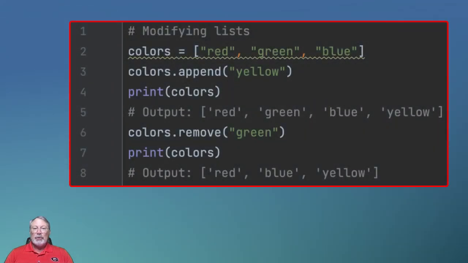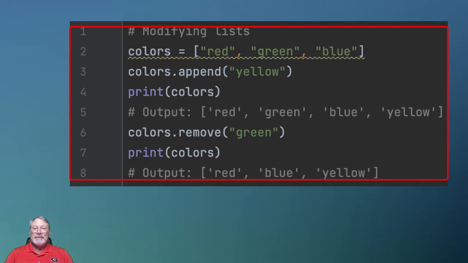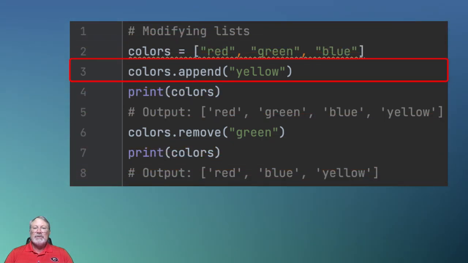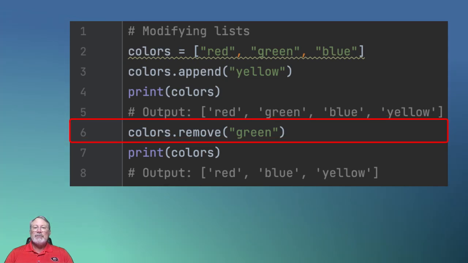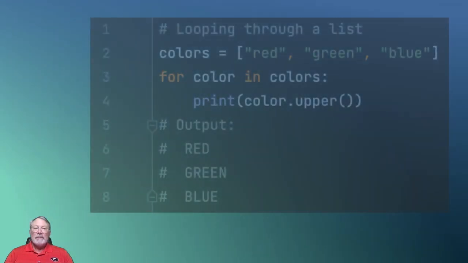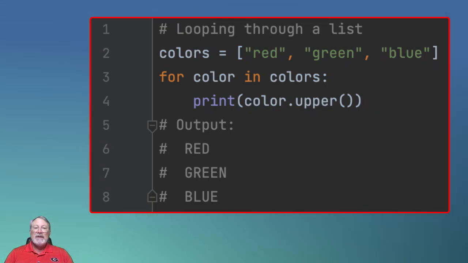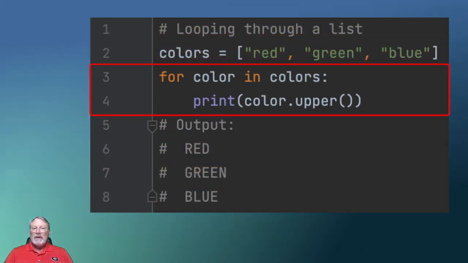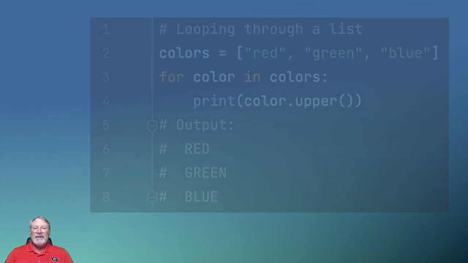Lists are mutable, so you can add elements or take away elements. Here, we use the append method to add yellow to the list. We then use the remove method to take green out of the list. Lists seem tailor-made for loops. In this example, we use a for loop to print each element in the list, in uppercase.